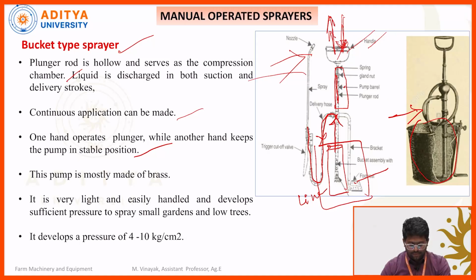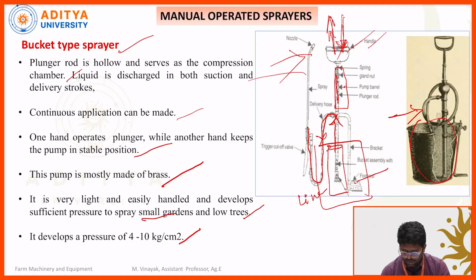Next one is a pump mostly made up of brass material. It is very light and easily handled, and develops sufficient pressure to spray small gardens and low trees. Okay, so it is light and easily handled. Only a small amount of pressure is developed by the process of compression as well as suction, in the range of 4 to 10 kg per centimeter square. It is used for very small garden areas.